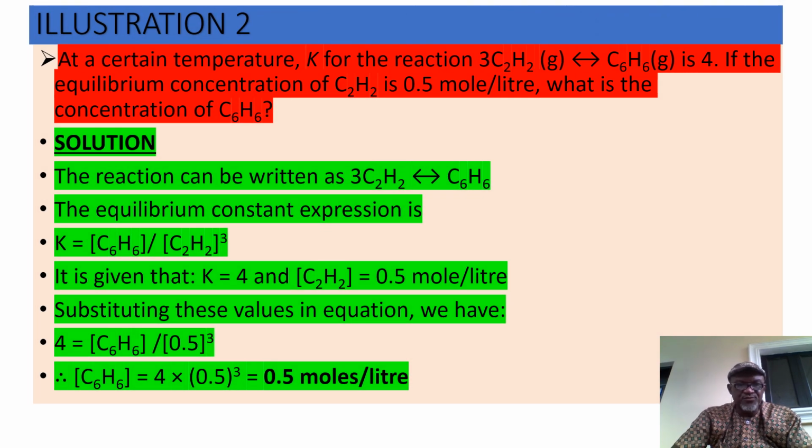Illustration 2, we're also given the reaction, and we're told that the equilibrium constant is equal to 4, and we're given the equilibrium concentration of one species and we're told to find the other. We substitute and we calculate.